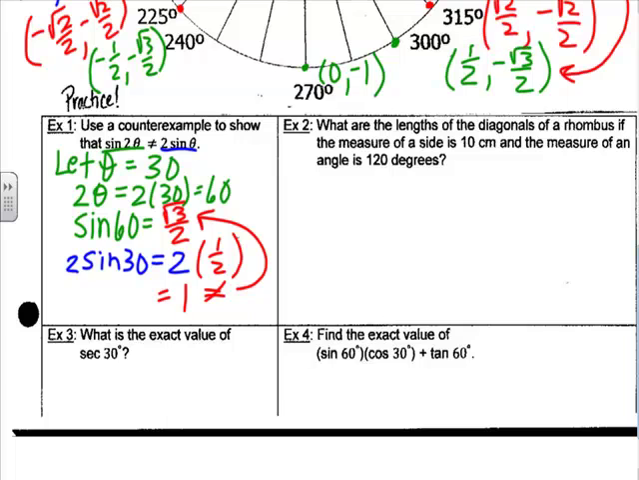So there's at least one theta for which this is not true. I've run out of space, but if I wanted to complete my statement here, there is at least one theta where sine 2 theta does not equal 2 sine theta. So that proves that this is not true.